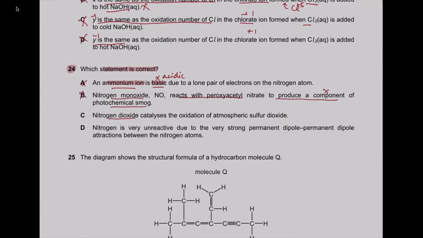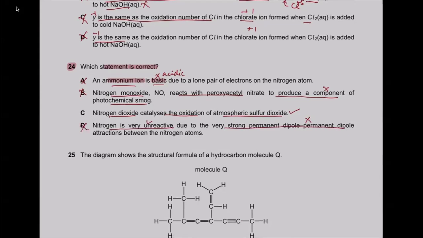Nitrogen dioxide catalyzes the oxidation of atmospheric sulfur dioxide. Yes, it does. It turns into NO, turning sulfur dioxide into sulfur trioxide, and then NO reacts readily with the oxygen in air to form NO2 back, and then it is ready to convert another SO2 into SO3. Nitrogen is very unreactive due to very strong permanent dipole. No, there is no permanent dipole. So D is wrong. So we are left with only option C. So C is the correct answer.